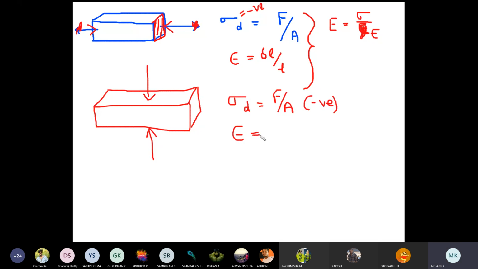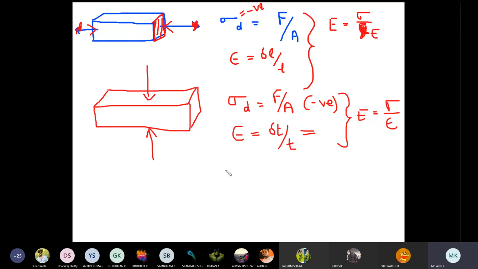And strain is given by change in thickness here, because when you apply force in the vertical direction like this, its thickness is going to change. Obviously it's going to affect the length too, but strain is given by change in dimension divided by original dimension. It need not be change in length in every case, but since I'm applying force along the thickness, the epsilon equation will be delta T divided by T. And even here Young's modulus is stress divided by strain.